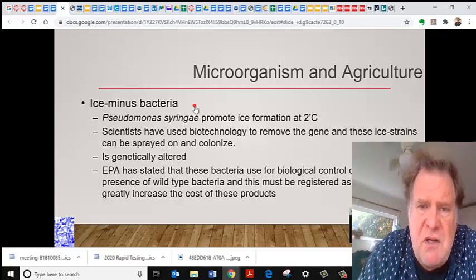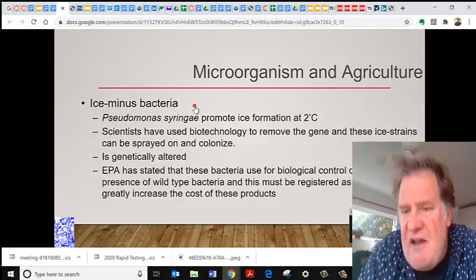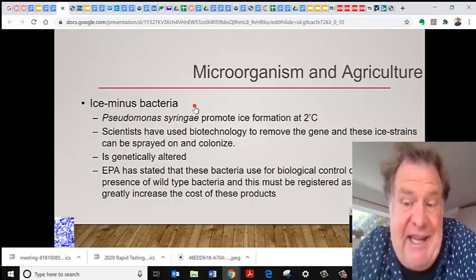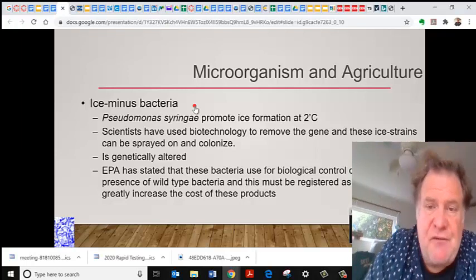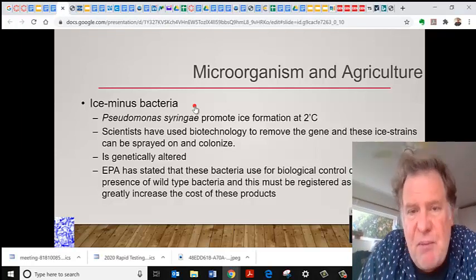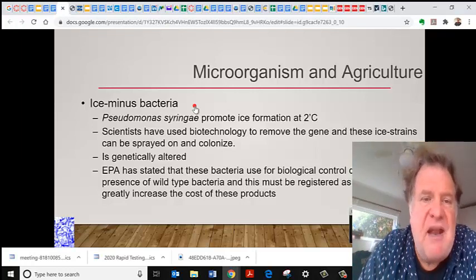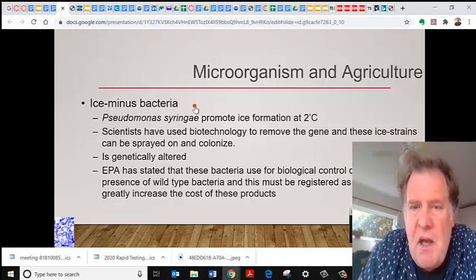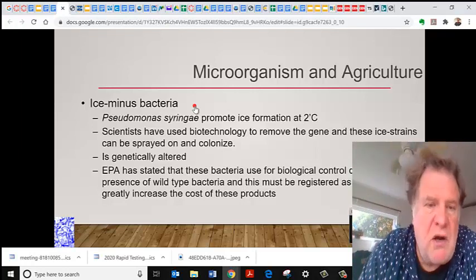What's really interesting is there's a microorganism called Pseudomonas syringae that promotes ice formation. Again, the Pseudomonas wants to eat the fruits, so it wants them to freeze and break and die so it can eat the fruit, and so it actually helps promote the formation of ice. What we've done is modify Pseudomonas syringae so that it doesn't have this particular crystal, and so we can squirt those on things.